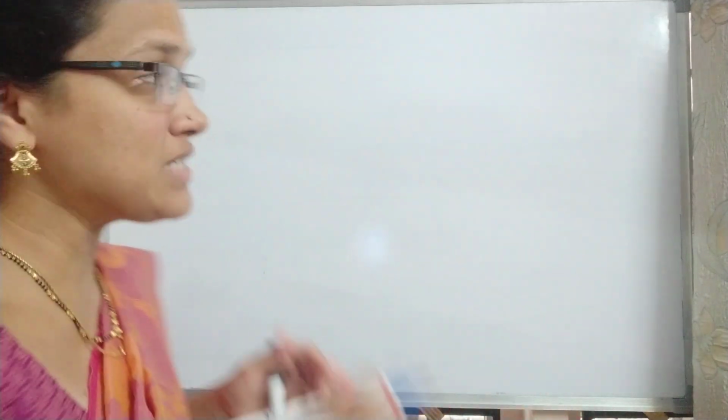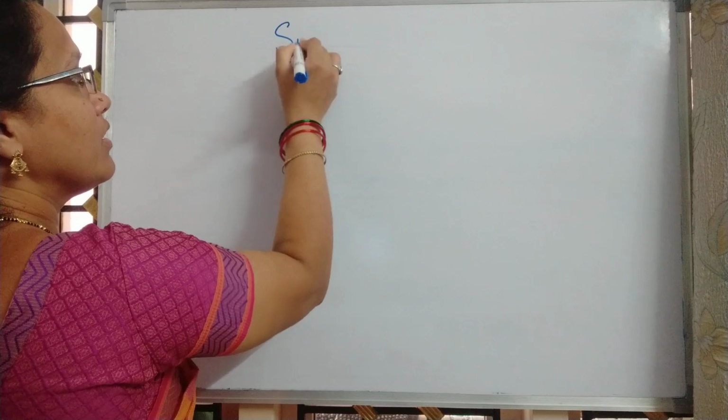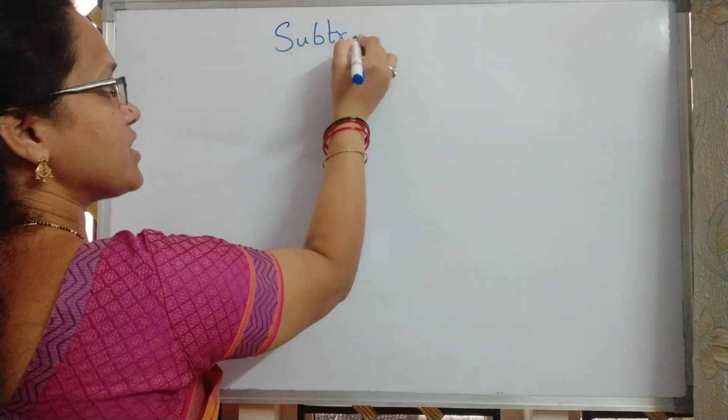So in the last video we have learned about the addition of like and unlike fractions. In the same way, let us go into the second arithmetic operation. Let us see how we are going to do fractions in the second arithmetic operation, that is subtraction.